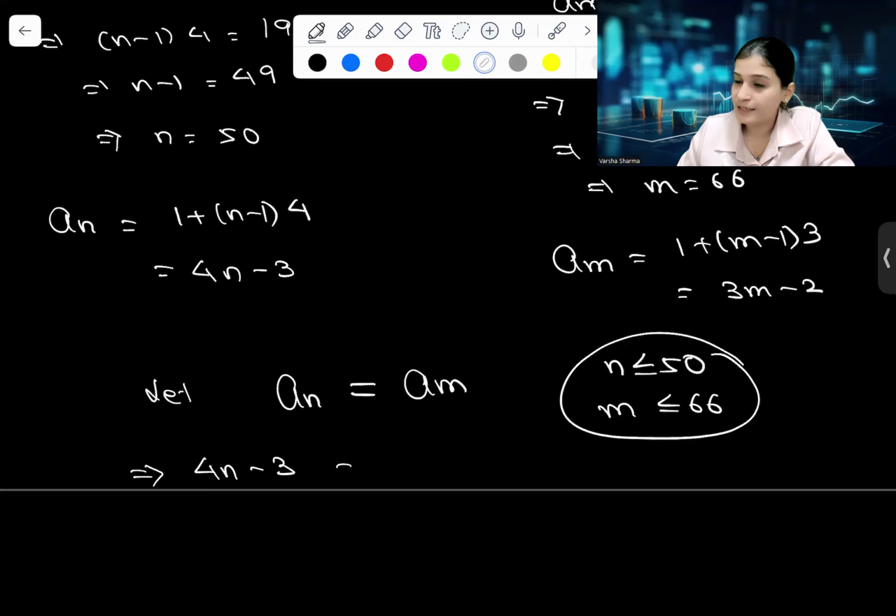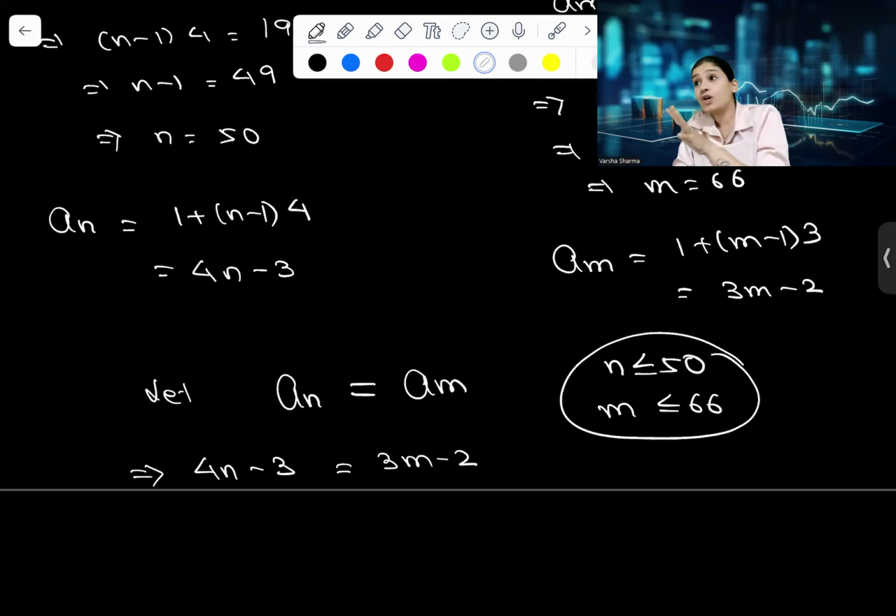an is 4n minus 3, am is 3m minus 2. Now, what I want is to take common. What I mean is, in the left hand side, n has a coefficient 4. I should be able to take 4 common. In the right hand side, the coefficient is 3. I should be able to take 3 common. Or I should not have a constant term at all. But I have constants on both the sides, right? If I simplify, I'm getting 1 or minus 1, which won't help, right?